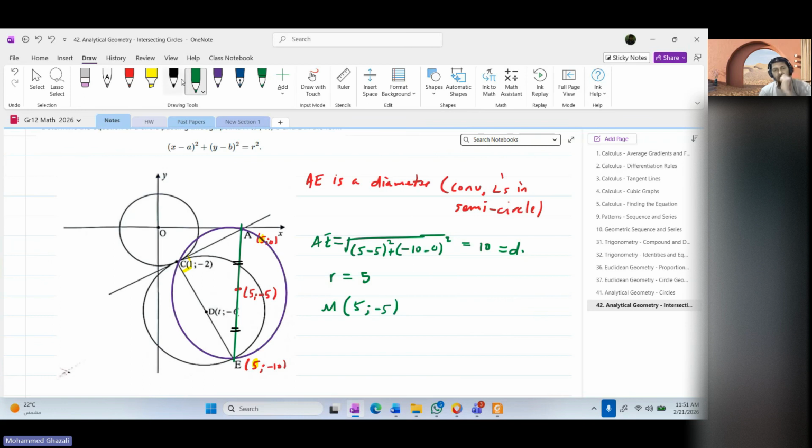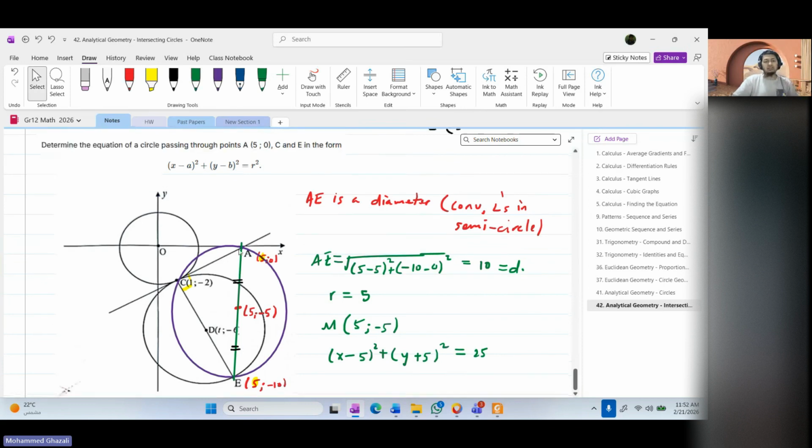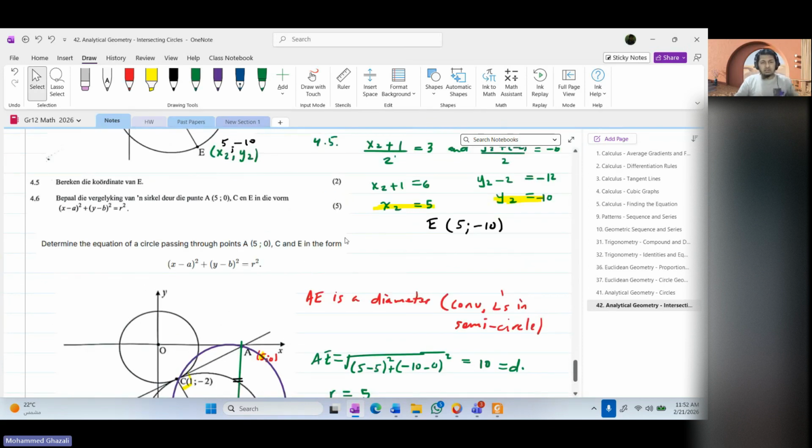Now you can write down the equation of the circle in center-radius form. So you've got x minus 5 all squared plus y plus 5 all squared is equal to 5 squared, which is 25. Nice question, guys. A little bit of thinking, and it was 5 marks.